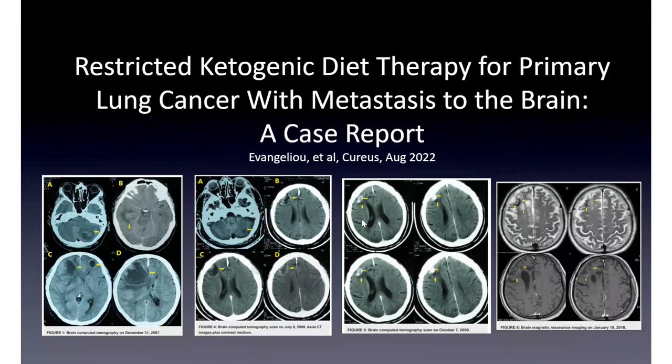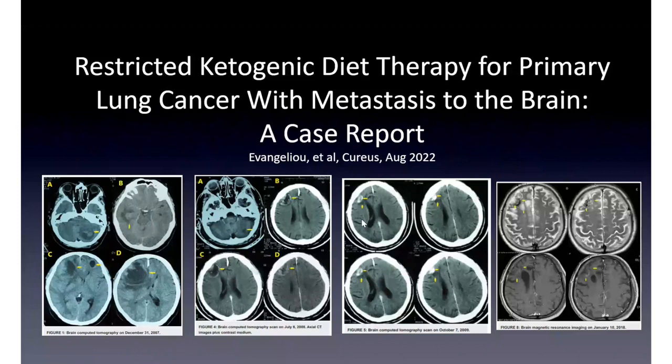So the second panel of the brain images was from July of 2008. So that was after he completed all of his brain radiation and chemotherapy. And then another scan in October of 2009. So just about a year later. And you can see how much smaller, denser, kind of calcified those tumors are looking.